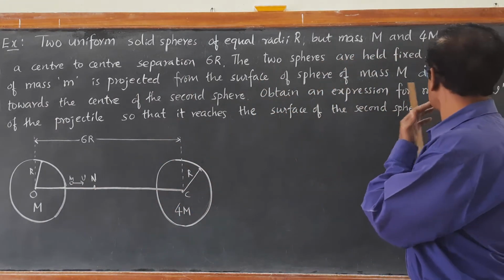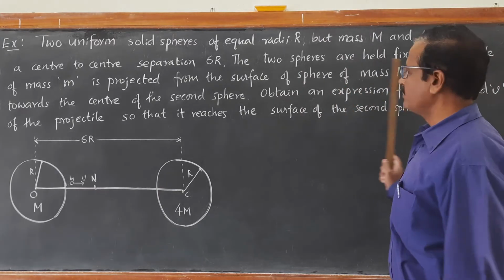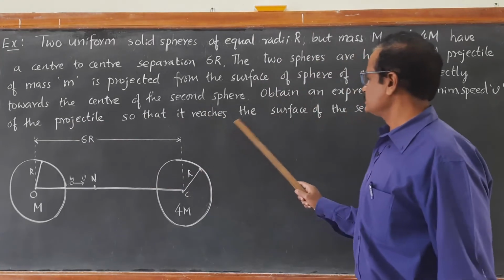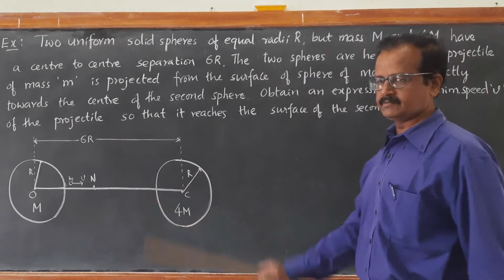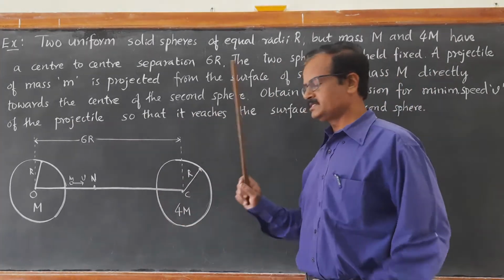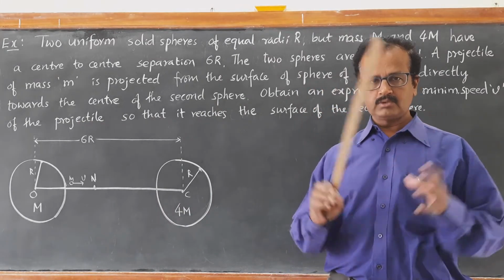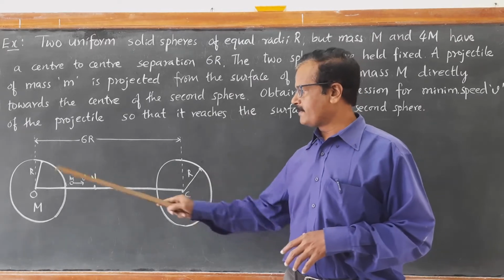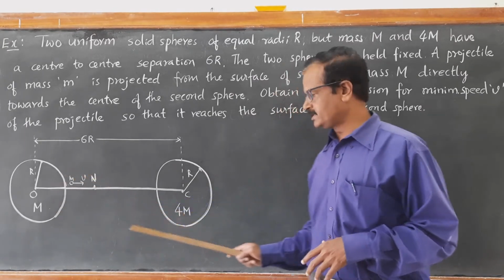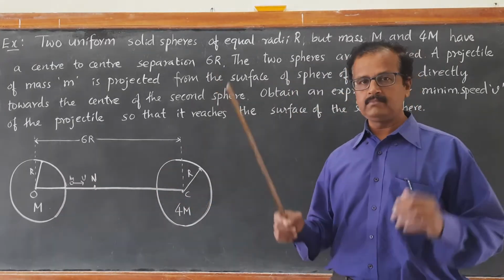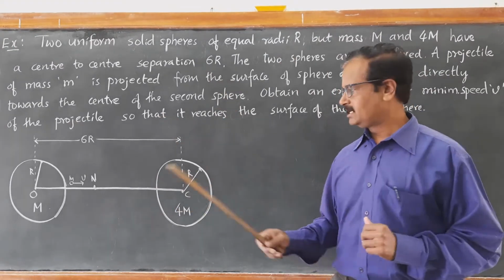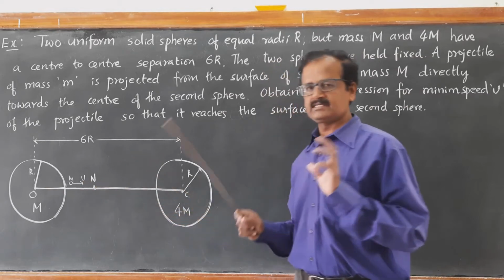Obtain an expression for the minimum speed v of the projectile so that it just reaches the surface of the second sphere. So assume that these are two planets. One planet has mass M, another one has mass 4M. The interesting thing is that both have the same radius, and the distance between their centers is 6R.